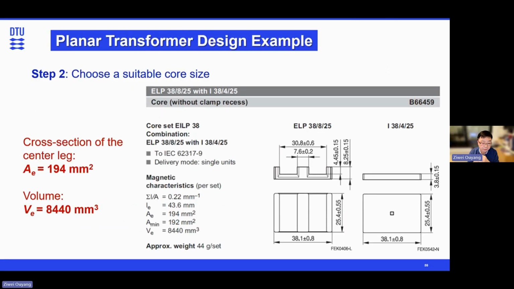Now we have the data sheet from the TDK data book. The two important parameters: one is the cross section, Ae, 194 millimeters squared. The other parameter is the volume, which is 8,440 millimeters cubed. We are going to use these two parameters to calculate the number of turns and the core loss.